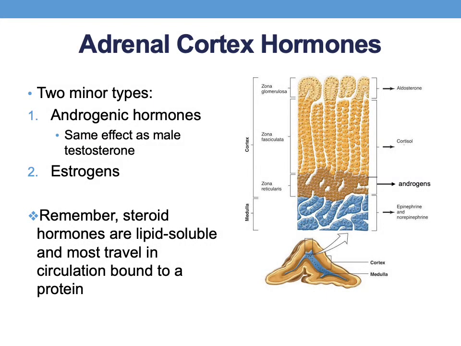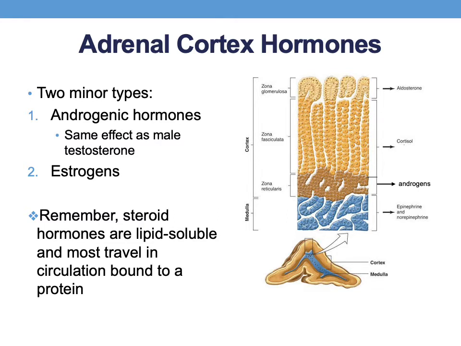There's a minor hormone, or a couple of them, of the adrenal cortex, and one of them is androgenic hormones, or just androgens, and they have the same effect as the male hormone testosterone. These are produced in both male and female adrenal cortex, so it doesn't matter the gender. They have the same type of effect as testosterone, in that they significantly increase protein synthesis. And then estrogen.